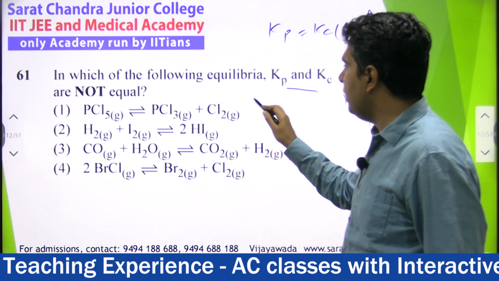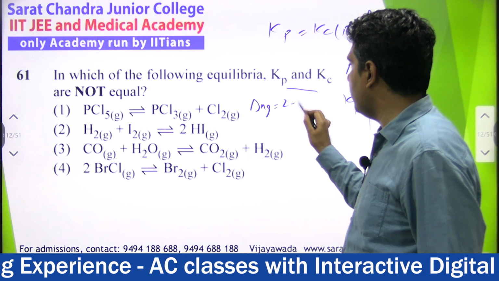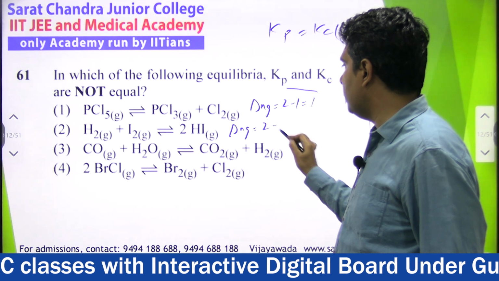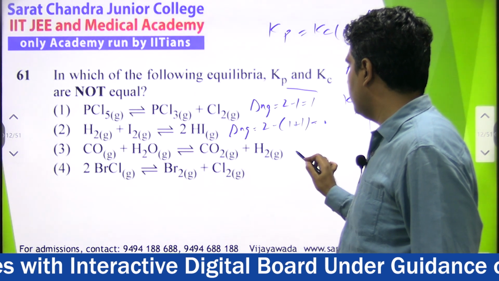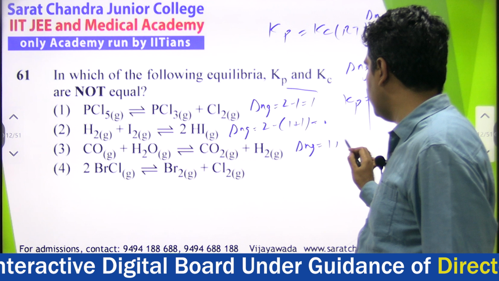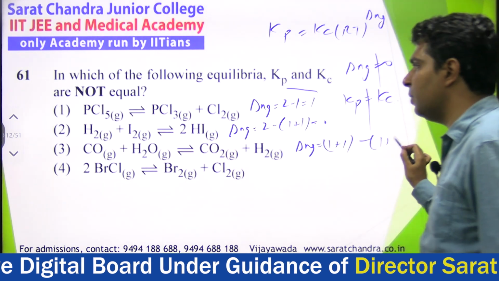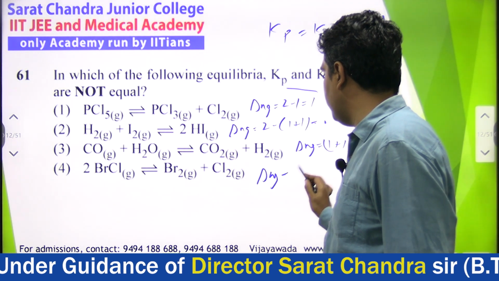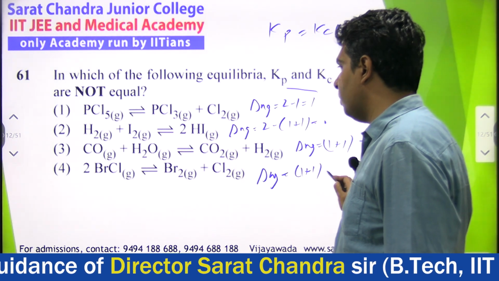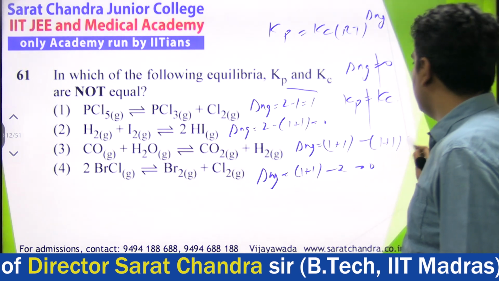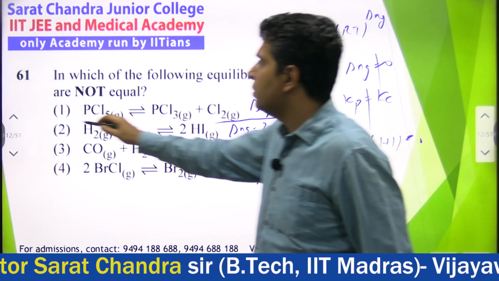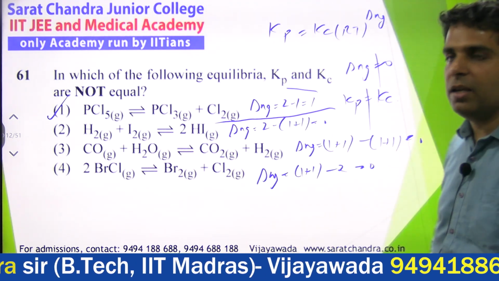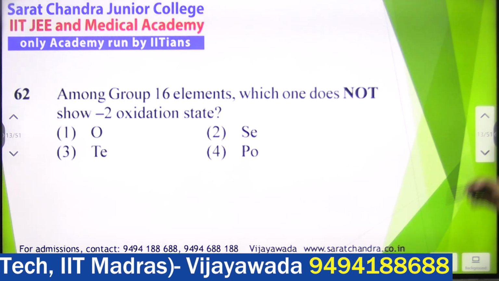So first one, delta ng will be 2 minus 1, that is 1. Second one, delta ng will be 2 minus 1 plus 1, that is 0. Third one, delta ng will be products minus reactants, 1 plus 1 minus 1 plus 1, 0. All are gases. And in the fourth one also, delta ng will be 1 plus 1 for products minus gases, 0. So delta ng is not 0 in the first one. So in this Kp and Kc will not be equal, in the others Kp and Kc will be equal.